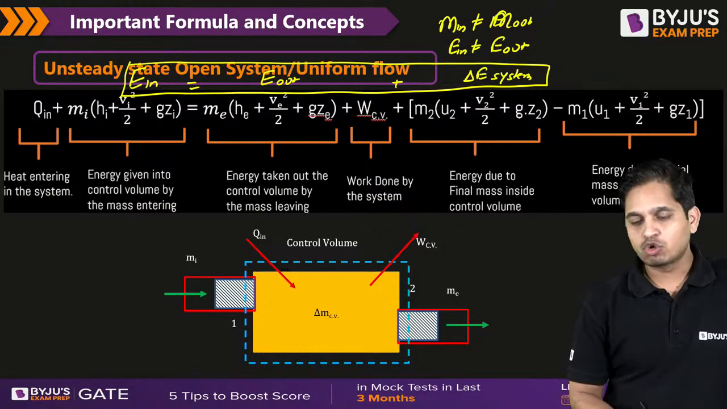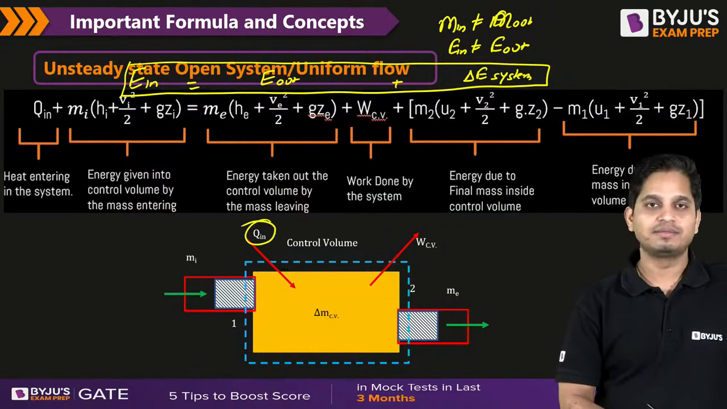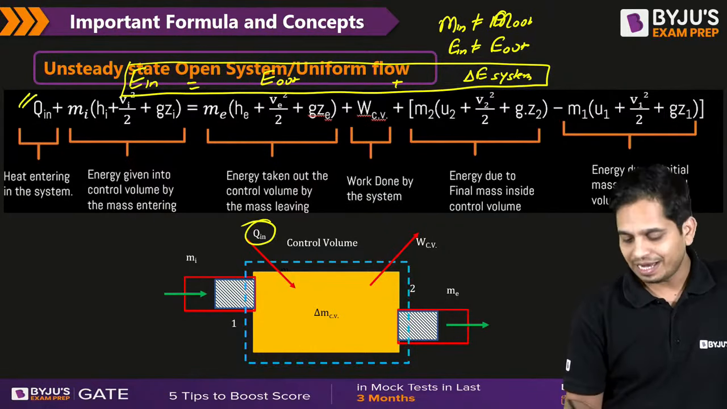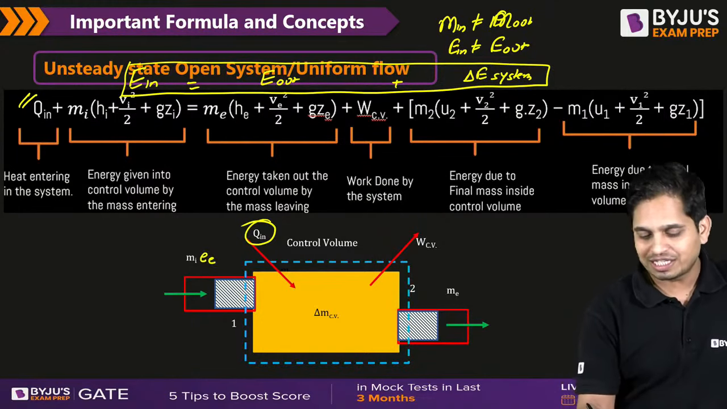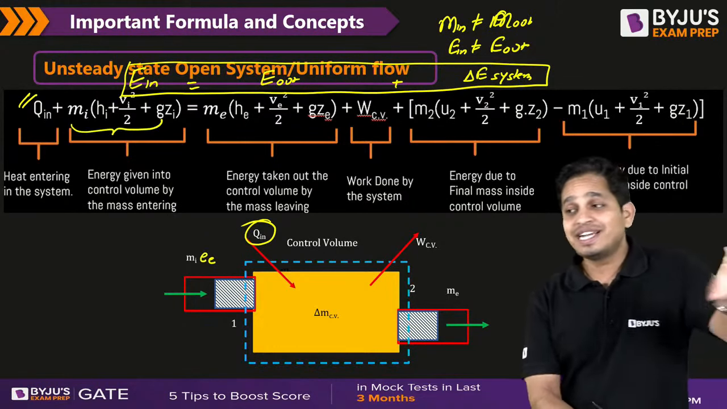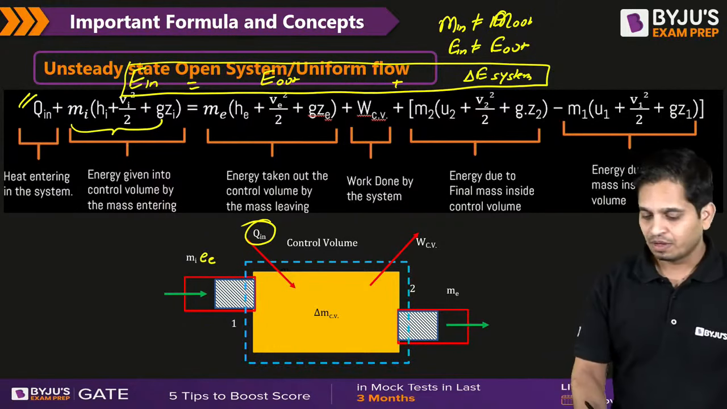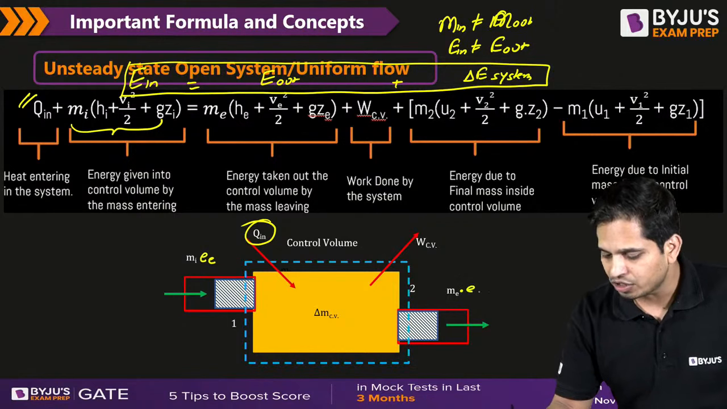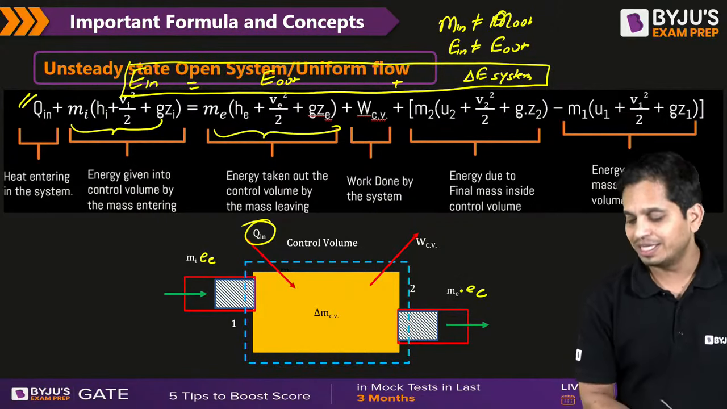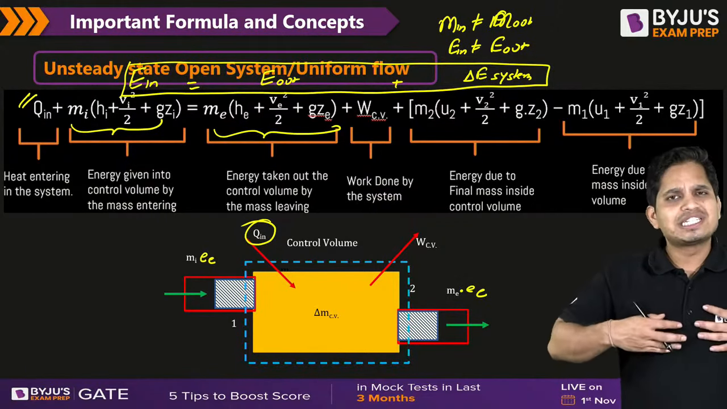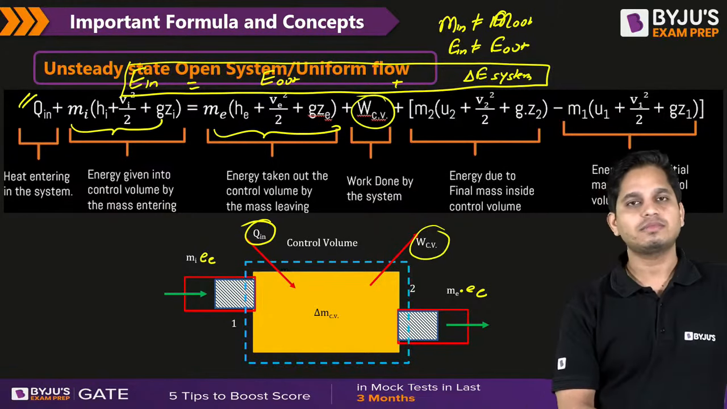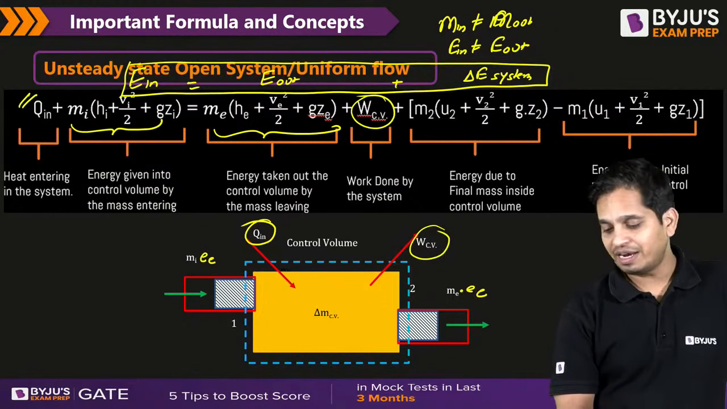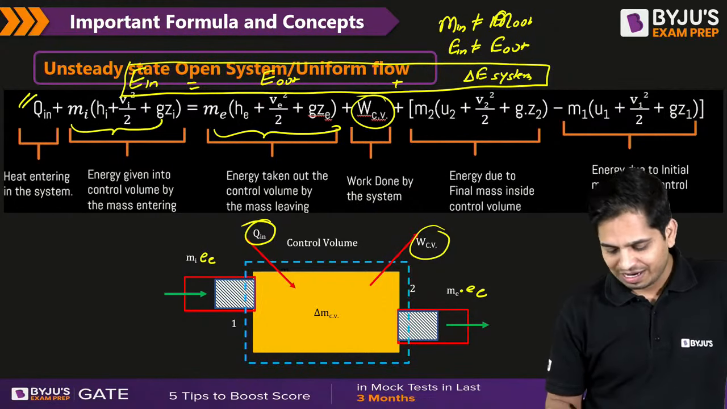Okay. Now what is going in? Some heat is going in. Then some mass is going in and taking some energy with it. The mass that is entering is carrying some energy with it. Now some mass is going out. It is also carrying some energy with it. And my system is also doing some work, so this is work output. Then the change in the energy of the system.